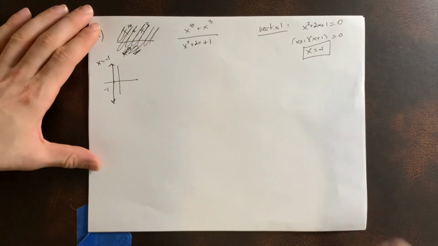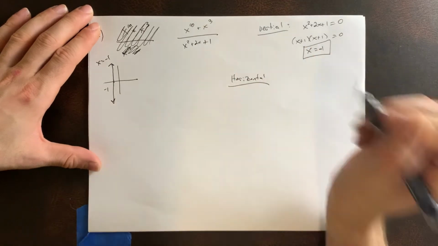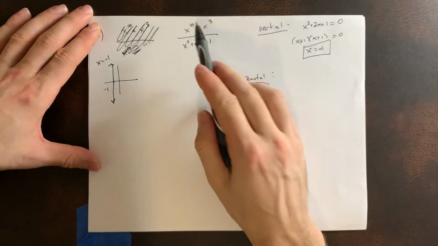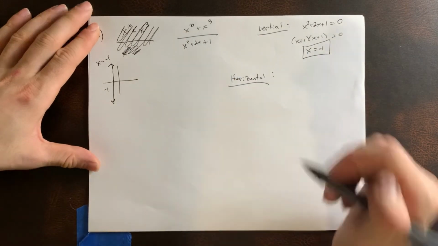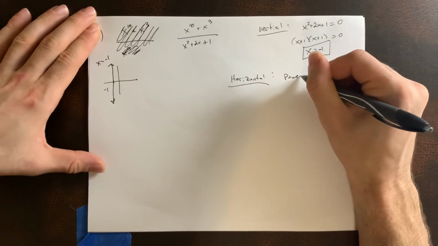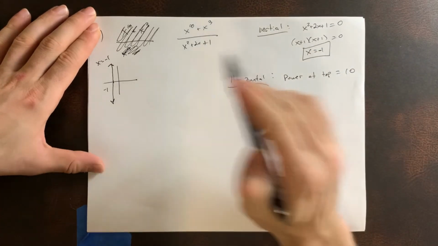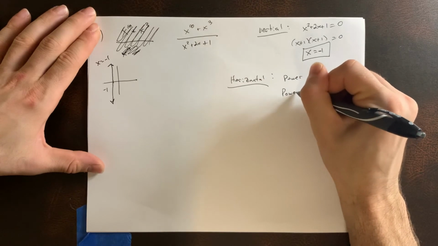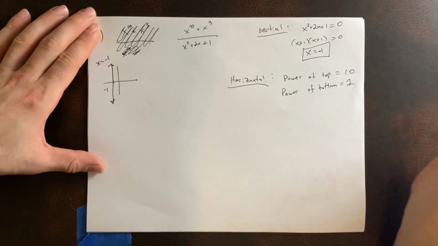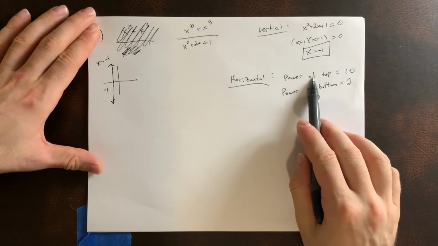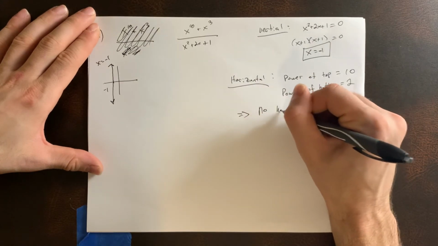All right, now let's talk about the horizontal. So if you see here, what's the power on the top? The power on the top is 10. The power on the bottom is 2. So in this situation, we look on the previous page: since the power on the top is bigger than the power on the bottom, it says that we have no horizontal asymptote.